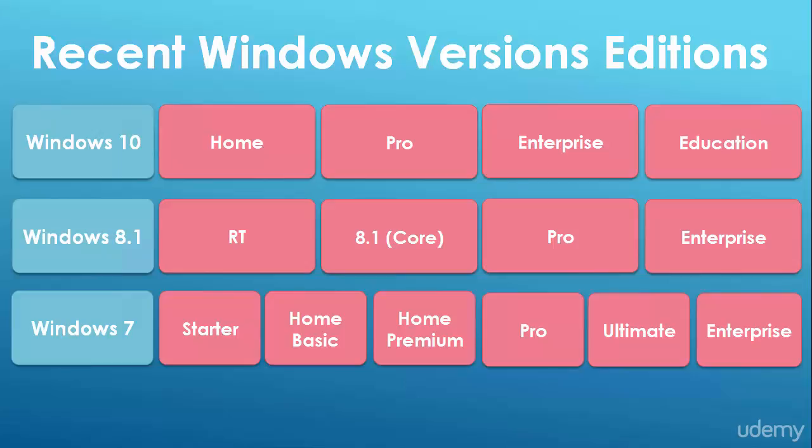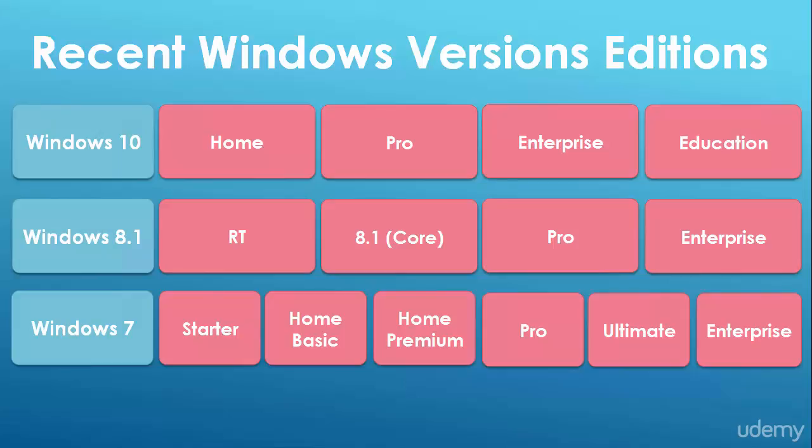In Windows 10, we have the Home edition back, Pro and Enterprise as usual, and we have this new Education version that's designed for use in schools, colleges, and universities. And it will be available with Microsoft's academic volume licensing only.